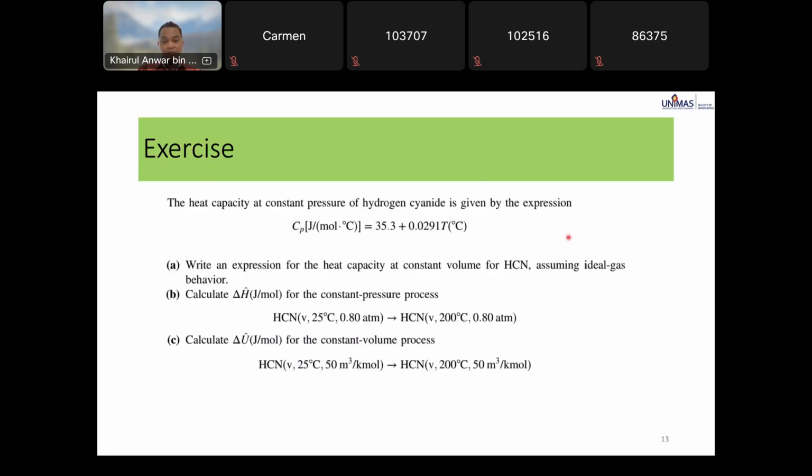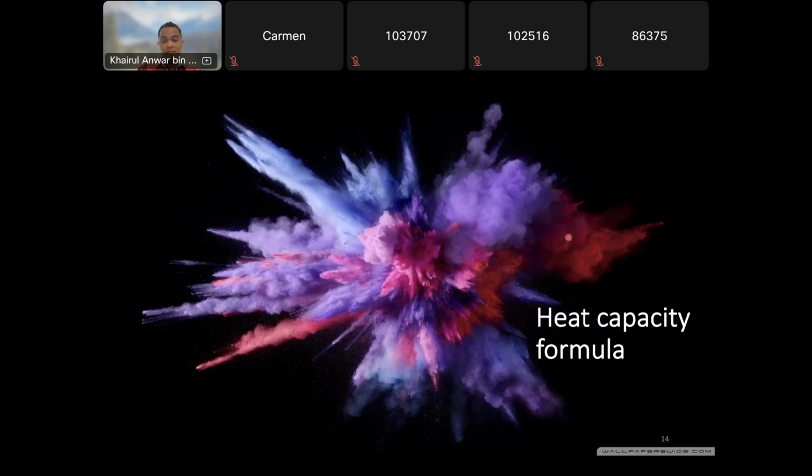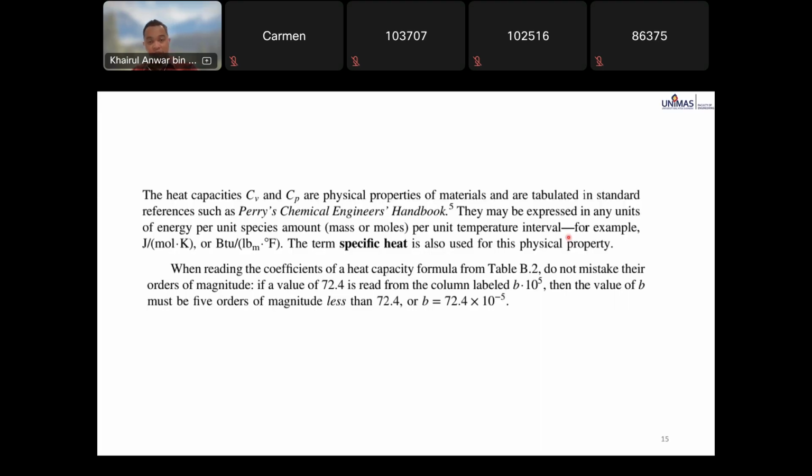Another exercise. Heat capacity formula. The heat capacities Cv and Cp are physical properties of material tabulated in references such as Perry's Chemical Engineers' Handbook. They may be expressed in any unit of energy per unit species amount, mass, or mole per unit temperature interval. For example, joule per mole Kelvin or BTU per pound mass Fahrenheit. The term specific heat is also used for this physical property.